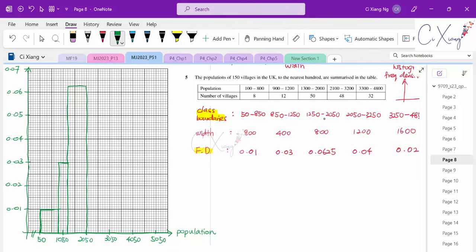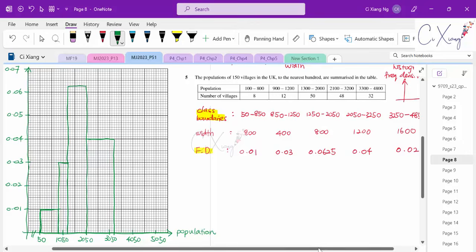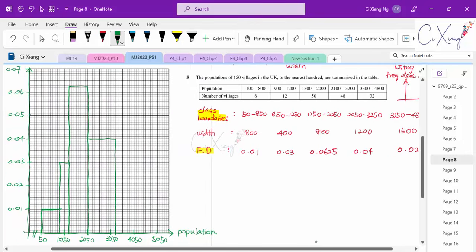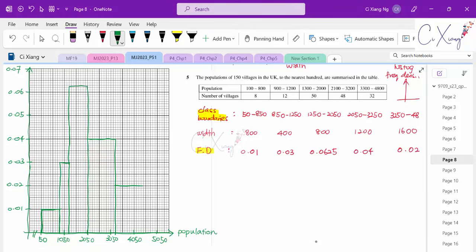Alright, then after that, the fourth class is from 2050 until 3250, and the height is 0.04. So 0.04 until 3250. So 3250 means 2 boxes after 3050. So this is what I have. Okay, and after that, the last one is 3250 until 4850, and the height is 0.02. So 4850 will be 2 boxes before the 5050. So this is what I should have.